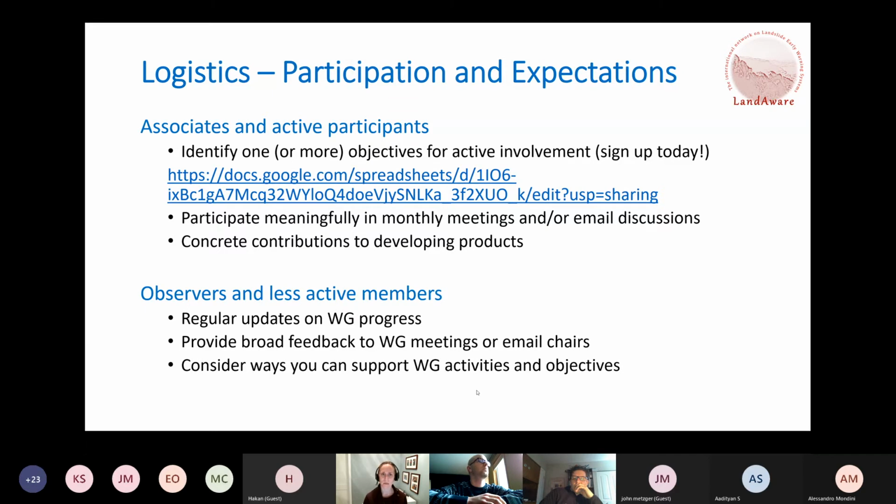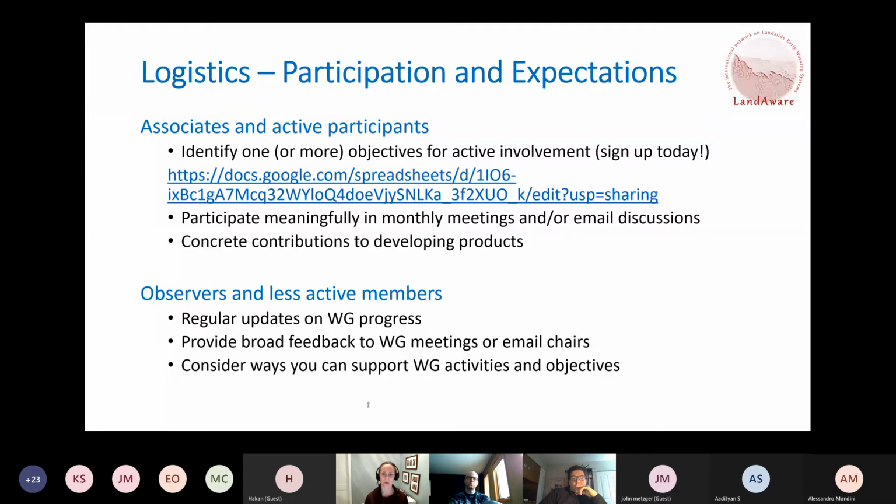And the hope is that we will have monthly or similar cadence conversations led by many of you to move this forward. And so the hope is that there will be concrete contributions in terms of developing products, in terms of writing, in terms of researching, whatever you think you can provide. But we really want to keep this as a very active group. But if you aren't ready, I think that being an observer is also welcome.